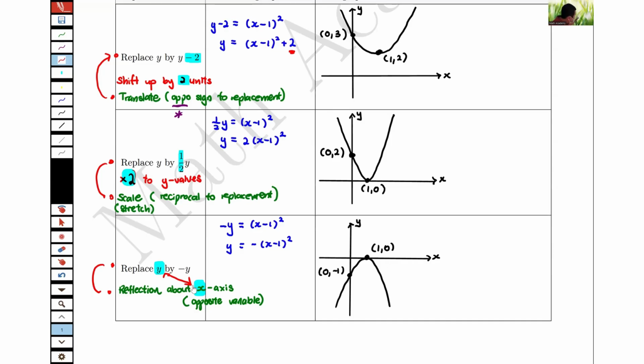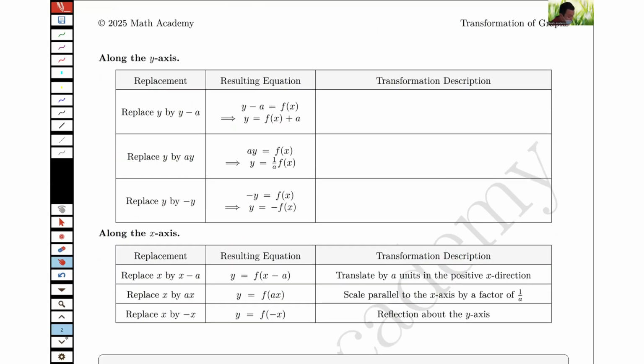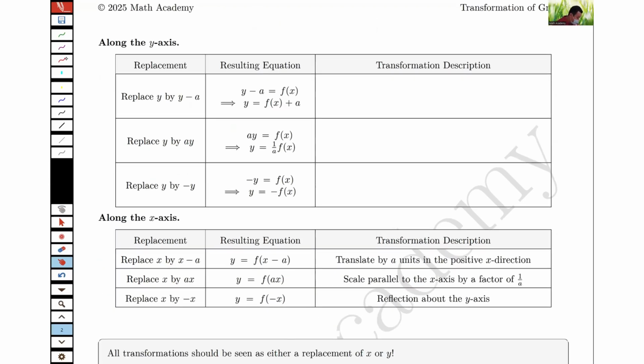Okay, this is an example for you to appreciate what's going to happen. But now we go to the next page where it's a summary table of the 3 types of things that we want to do. We want to learn now how to write out the description.